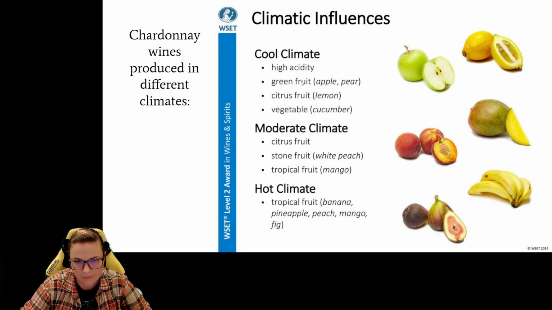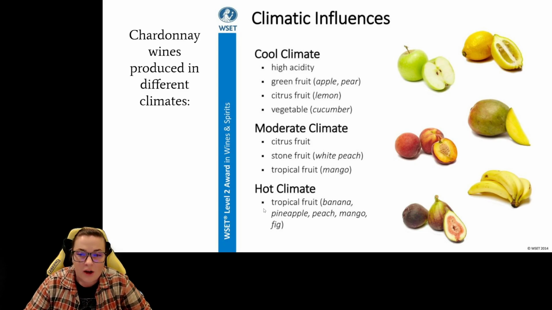So these are all very typical characteristics and what you would expect of a Chardonnay grown in a cool climate. If it's a moderate climate, and I would say this is like Sierra foothills here, right? You will have some citrus, but also some stone fruit. So peaches, nectarines, something along those lines, right? And then maybe a little bit of tropical fruit too, right? So mango. Those are all really good things. And it's all a sliding scale, right? So it could be green mango, it could be regular mango, it could be super ripe mango, right? It just depends on when that fruit was picked.